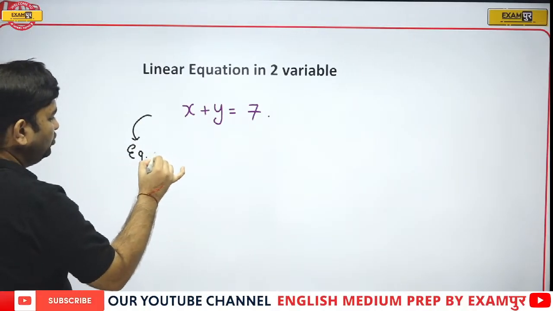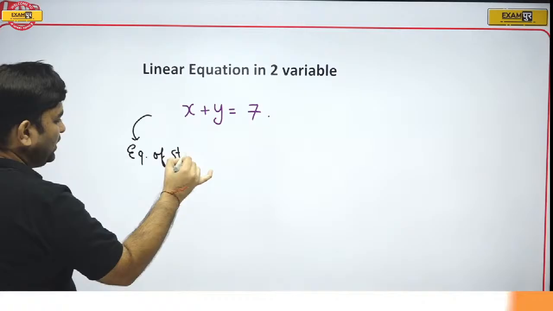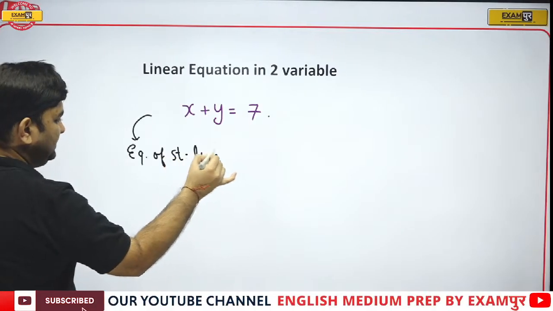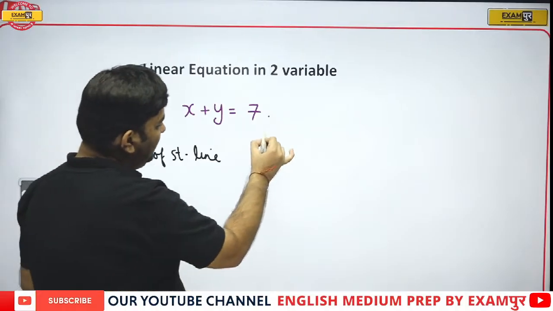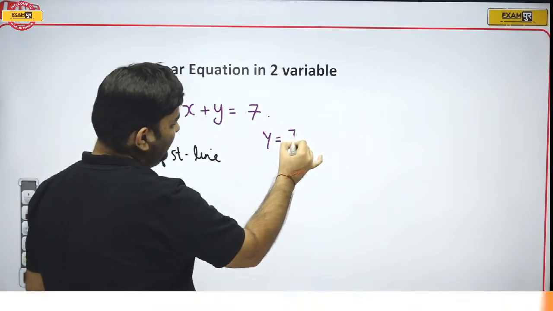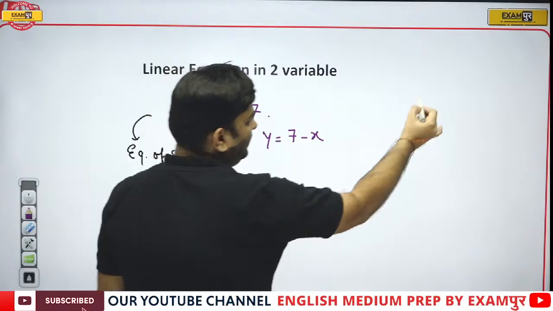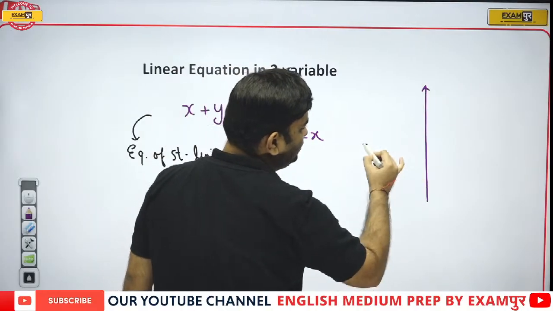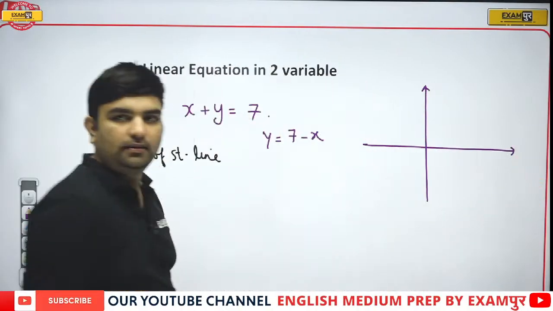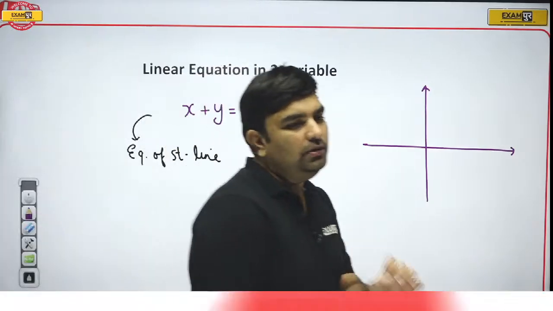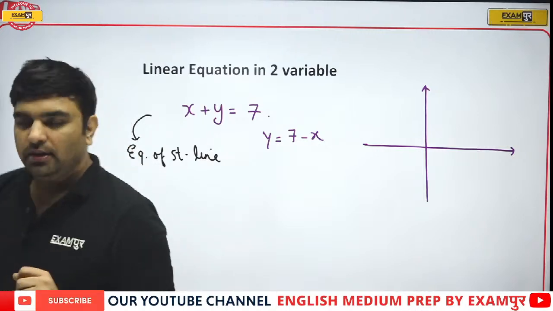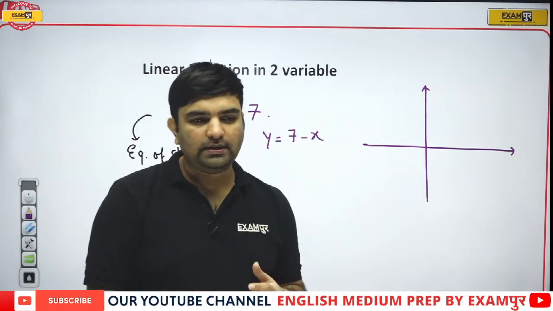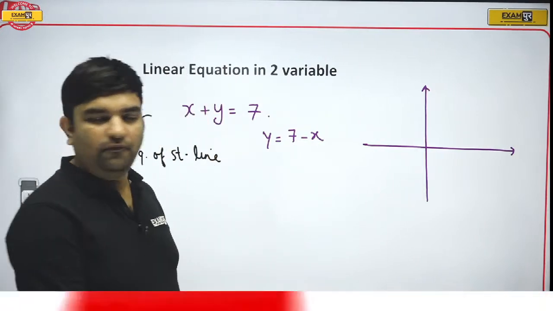We will see how this is also an equation of a straight line. I'm writing y is equal to 7 minus x. For different values of x, I'm plotting the different values of y.